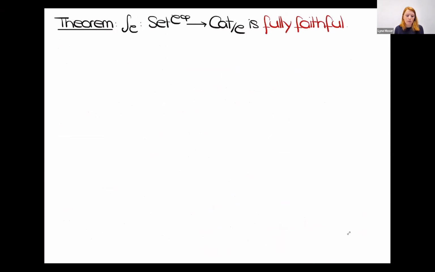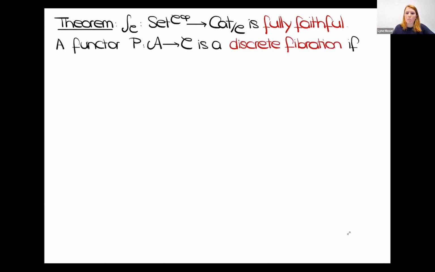Okay, so now this Grothendieck construction is actually a fully faithful functor. And when you have a fully faithful functor, you can try to identify the essential image of this functor, and then you will get an equivalence. So what is the essential image? They are given by discrete fibrations.